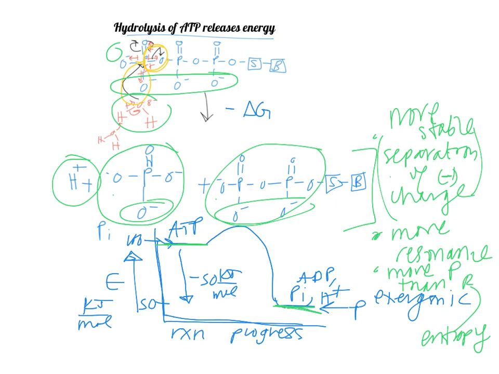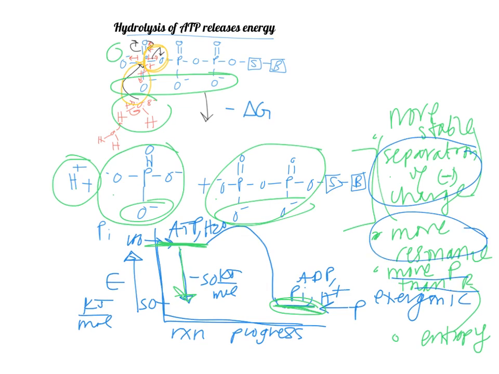Our products have more resonance than our reactants, and we have more products than we do reactants, so that's a favorable energy. We've created more stuff, more chaos. So all of that contributes to this bar being lower than this bar, and that is why when you hydrolyze an ATP, sorry, I should have put water over here. Forgot that. That's why when you hydrolyze an ATP, it releases energy. The products are more stable than the reactants. They're more stable because of charge separation, more resonance, and you have more products than you do reactants.